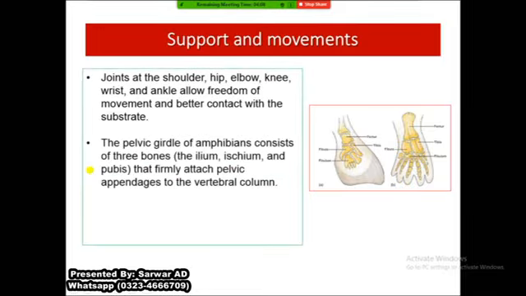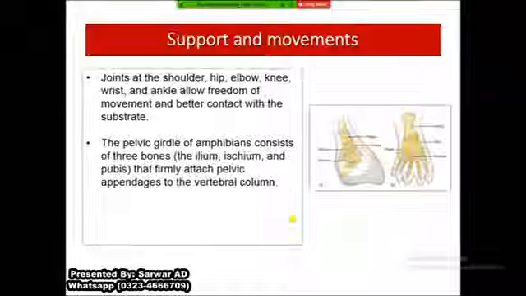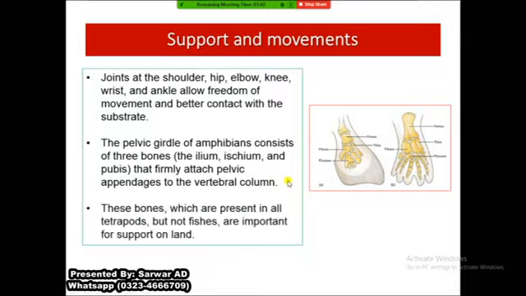The pelvic girdle of the amphibian consists of three bones: ilium, ischium and pubis, that firmly attach the pelvic appendages to the vertebral column. These are various bones which are helpful in the attachment of the vertebral column and the pelvic girdle or pelvic appendages, and further to the hind limb.